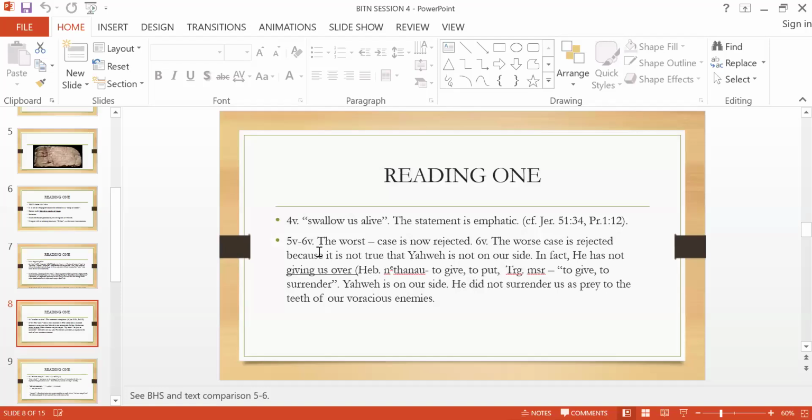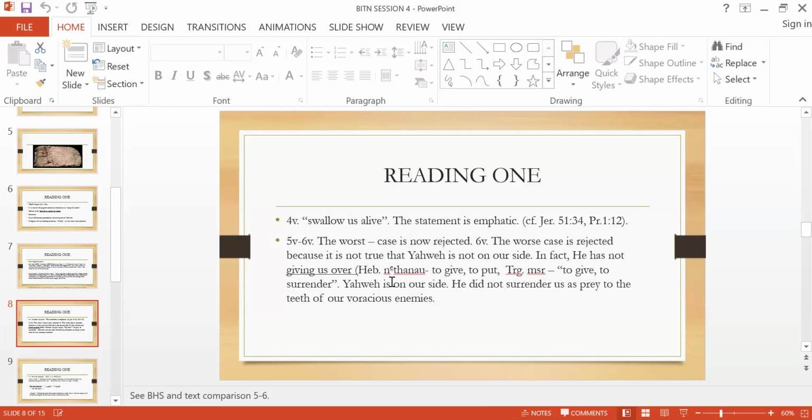Okay, so then verses 5 to 6 talk about the fact that now this is not the situation. Why? The worst case scenario didn't happen. Why? Because Yahweh is on our side. It's not that Yahweh is not on our side. In other words, flip it to the other side. Yahweh is with us. In fact, He has not given us over.